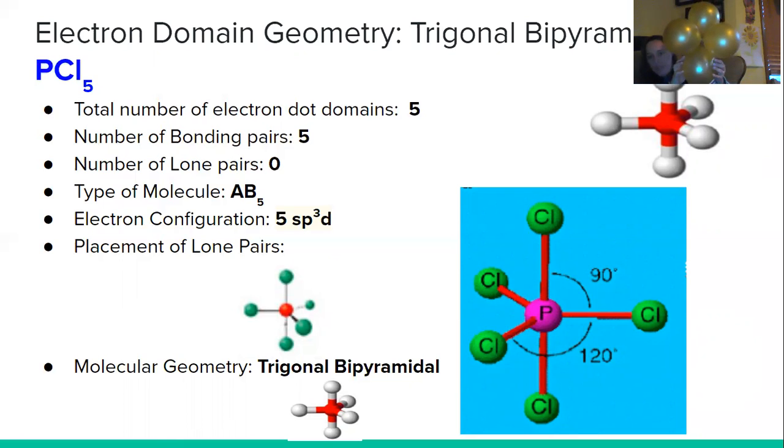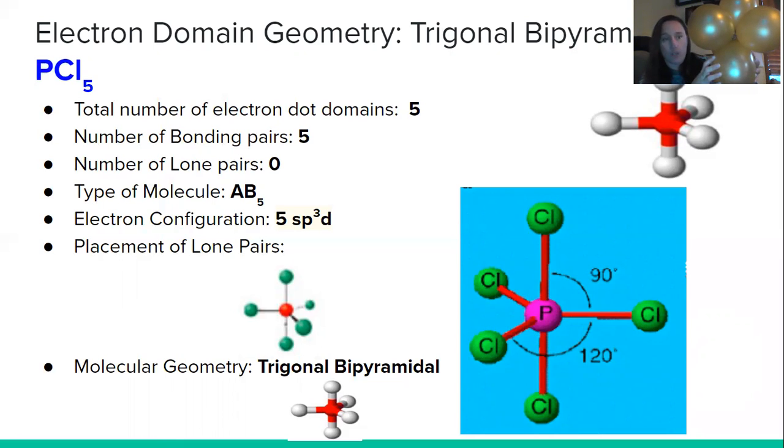There it is. Okay. You can see I've got 1, 2, 3, 4, and my 5th one is right there. So electron domains there is 5. The number of bonding pairs is 5. Our lone pairs is 0 in this case, and it's an AB5 molecule with the electron configuration of 5sp3d. It still has that d orbital. This particular one has no lone pairs, and so the molecular geometry is trigonal bipyramidal.